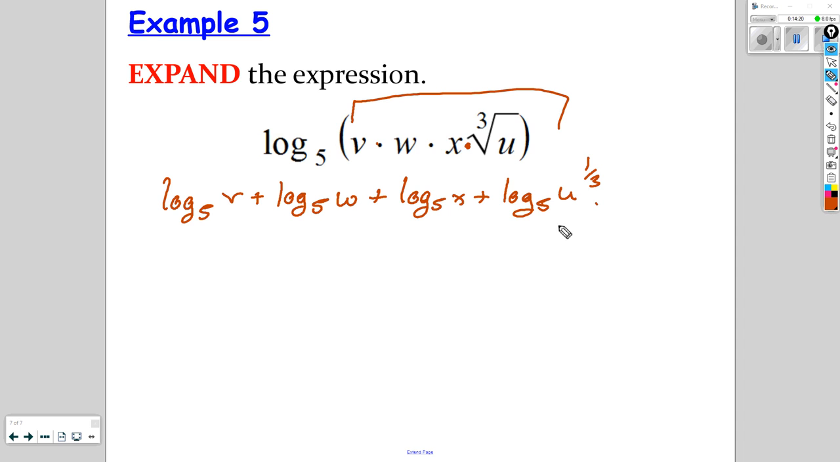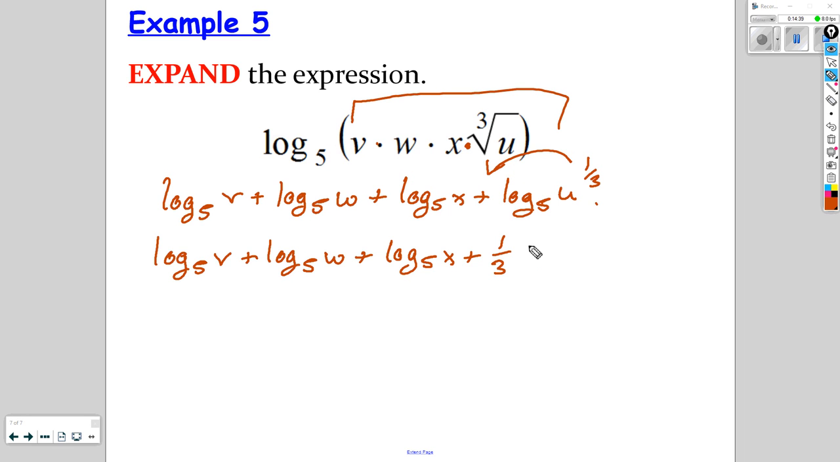And then we could use our power property and write this as log base 5 of v plus log base 5 of w plus log base 5 of x. And now to simplify this, we're going to rewrite it as 1/3 log base 5 of u.